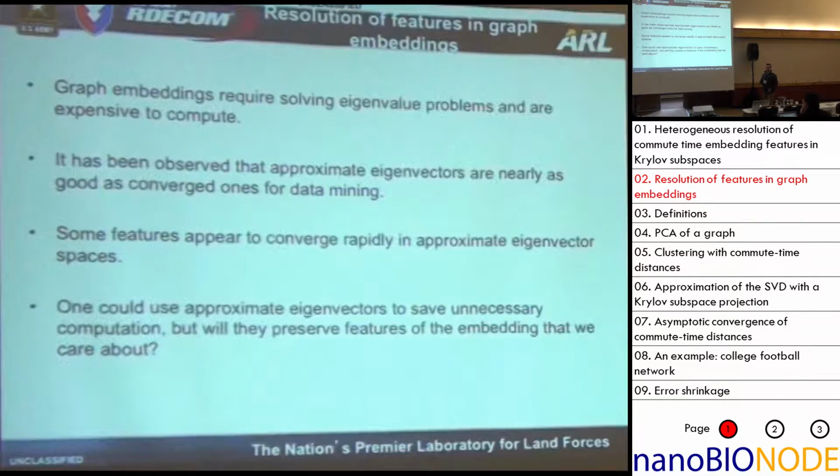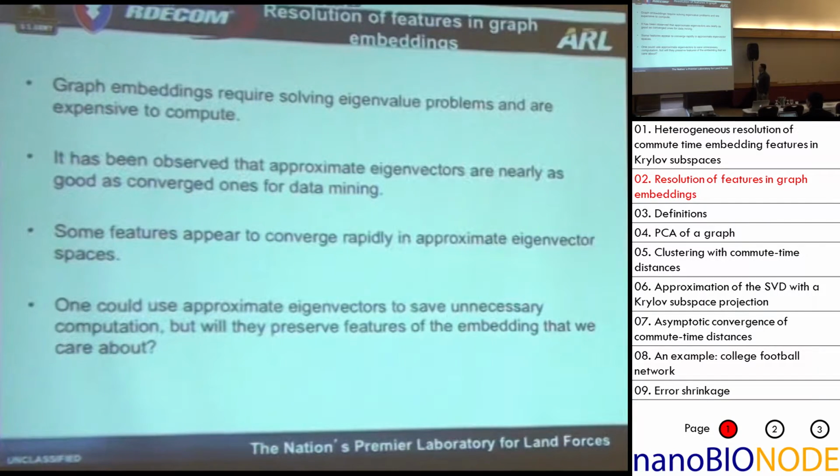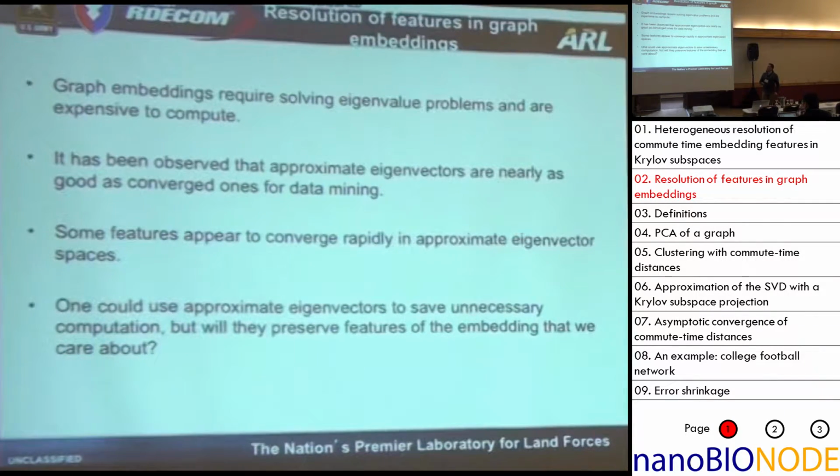That immediately begs the question, why can we get away with this? What are the salient parts and features of our approximate eigenvectors that come out of our relaxed solves that we need to do good data mining on our graphs? One of the observations that a colleague of mine, Jeff Sanders, I can't take credit for inventing the term heterogeneous resolution, Jeff invented that. But the notion is that particular geometric features of the embedding are going to emerge faster than others. So for this context, in the commute time context, we're interested in the long distance features in our commute time embedding.